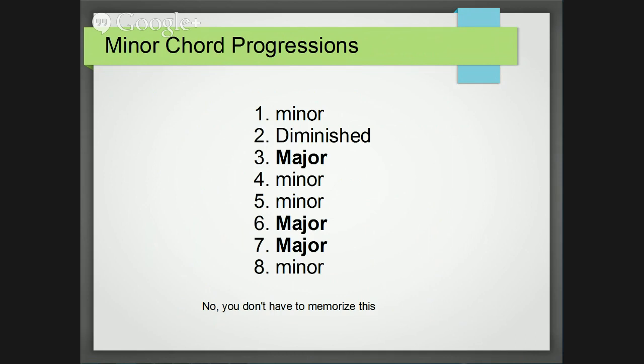Now minor chord progressions. This pattern nobody really memorizes. I'll show you a better way to get it down than just memorization. But there it is if you want to start playing around with it. Minor, diminished, and then you start your pattern. Major, minor, minor, major, major, minor. I'm going to show you a better way to do this when we get to relative minors in the next video. But write that down on a sheet of paper, pause it right here. You can start playing around with minor chords. Or I'm sorry, minor progressions.